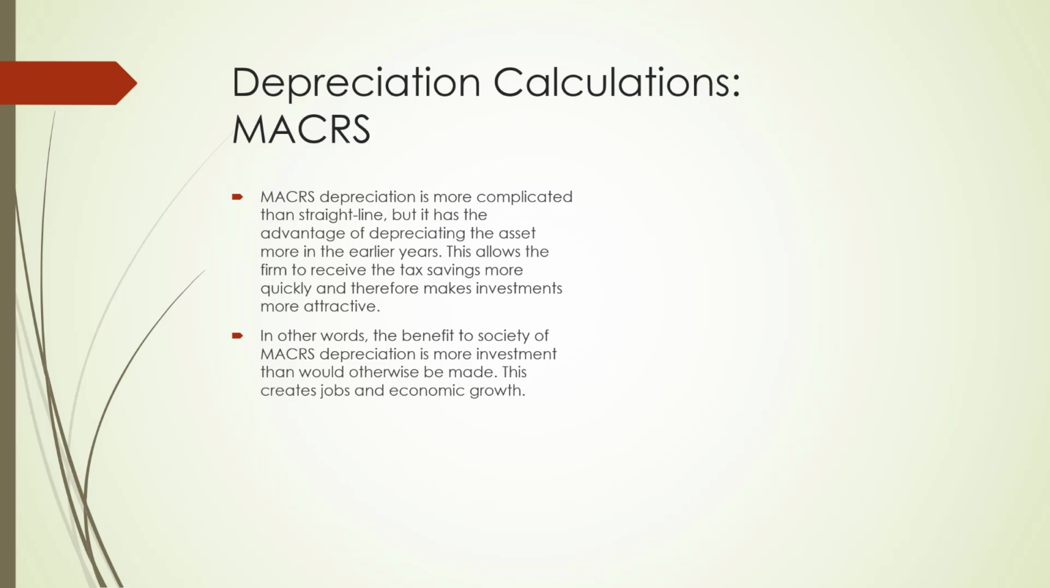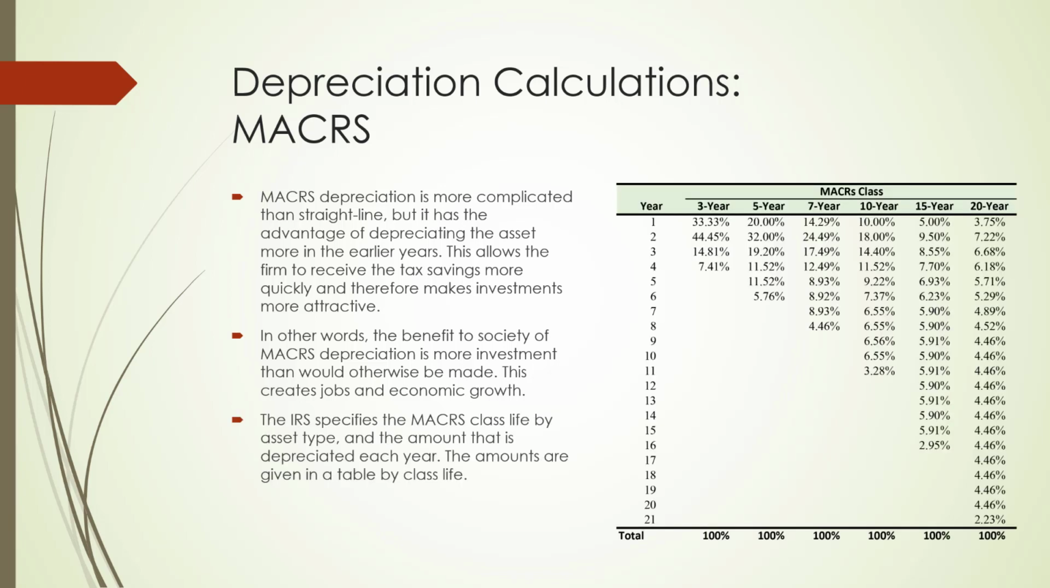Or in other words, we could say the benefit to society of MACRS depreciation over straight line is that because we get these tax benefits more quickly, investments are more attractive than they otherwise would be. So we make more investments. That creates jobs and economic growth.